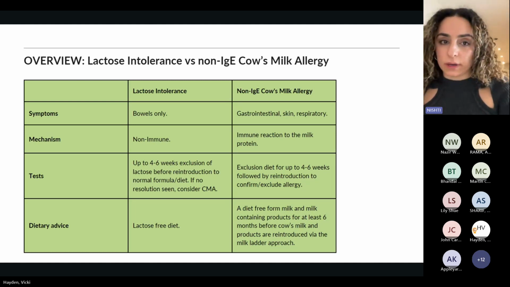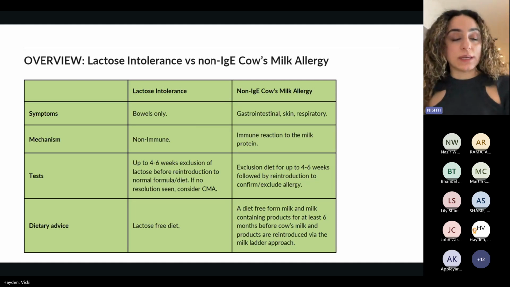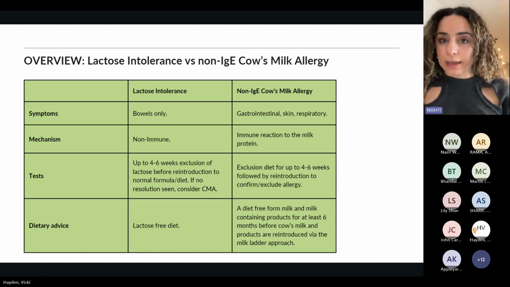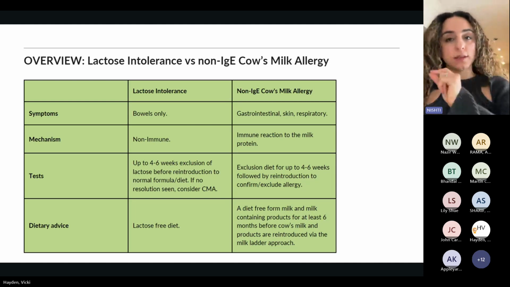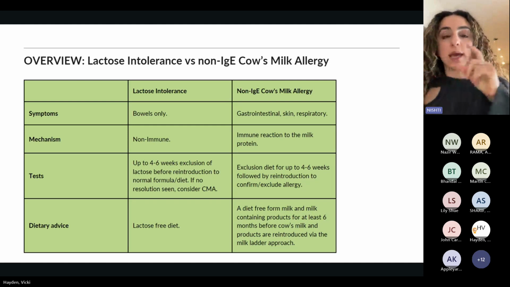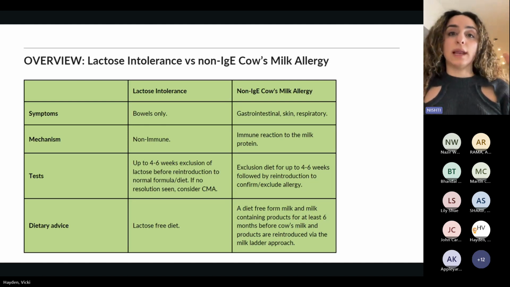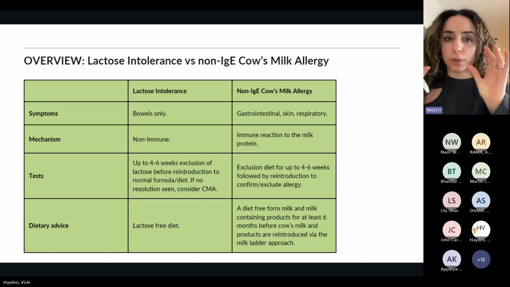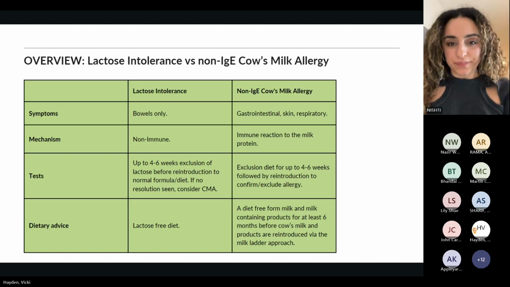The dietary advice for lactose intolerance is lactose-free diet, because a lactose-free diet is free from lactose. But if a child has non-IgE cow's milk allergy, a lactose-free diet will not be suitable, because lactose-free products still contain the cow's milk protein. So it may not have lactose in, but it still has the protein, the trigger for an allergy.